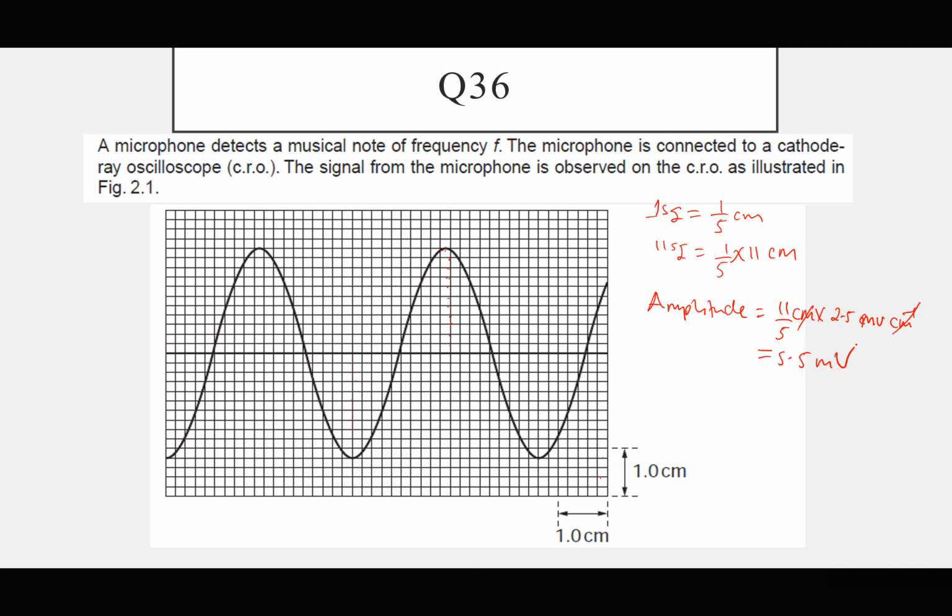The microphone is connected to the cathode ray oscilloscope. The signal from the microphone is observed. Okay, so that's what we have.